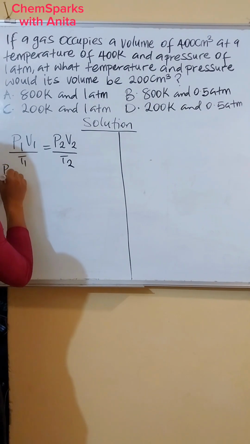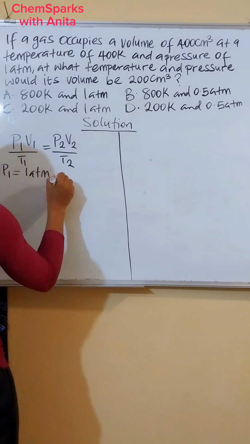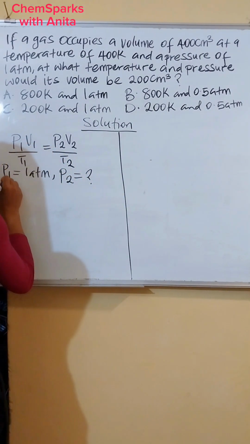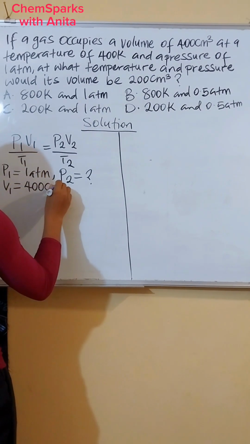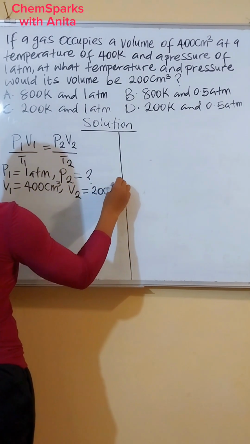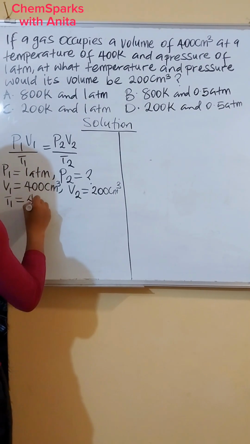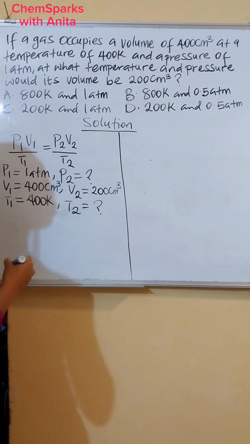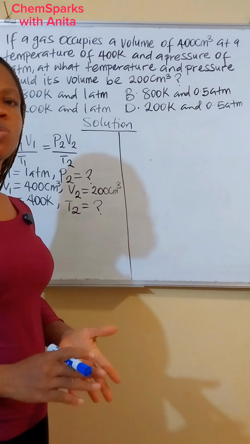So from the question, our P1 is equal to 1 atm. We don't know our P2, so we are looking for the P2. Our V1 is equal to 400 cm³. The V2 is equal to 200 cm³. The T1 is equal to 400 Kelvin. And the T2, we don't know our T2 either. So we have two variables here, two parameters that we have to find.